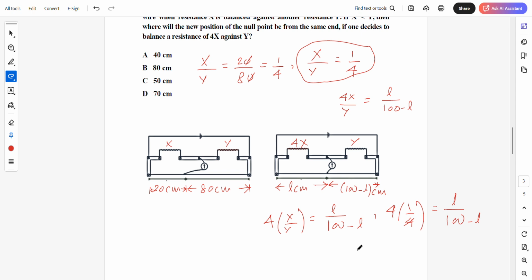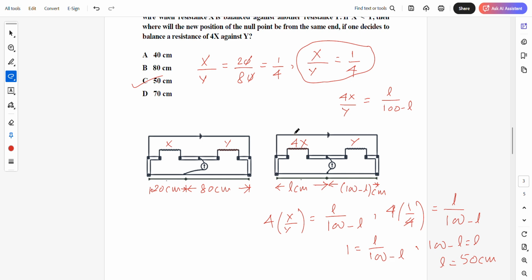This 1 is equal to L divided by 100 minus L. So 100 minus L is equal to L. L will be how much? 100 by 2, that is 50 centimeter.